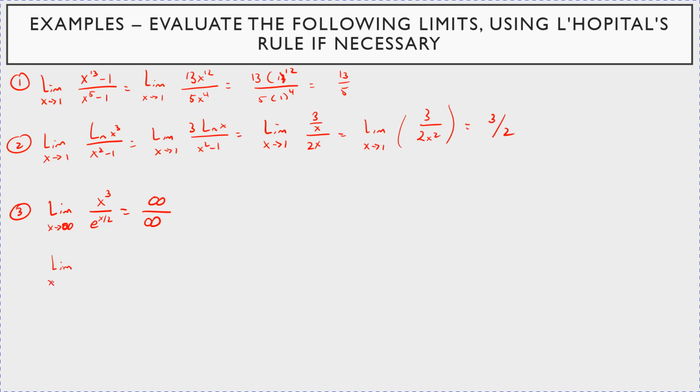So the limit as x goes to infinity of x cubed over e to the x over 2. So take the derivative of the numerator. So this becomes 1/2 e to the x divided by 2. I'm going to leave the 1/2 down there. It doesn't matter. And look, if you were to plug infinity into this, you get infinity over infinity. So guess what? That's indeterminate form. So apply L'Hopital's rule again. And that's okay. You can apply L'Hopital's rule multiple times.